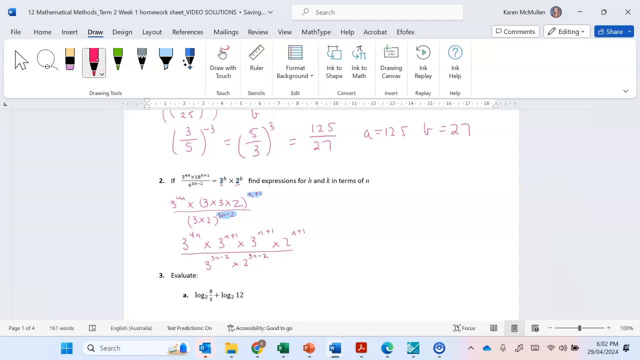Now don't go ahead and do 3 to the power of 4 because of the format our answer has to be in. So we're just leaving them with bases of 3 and 2.